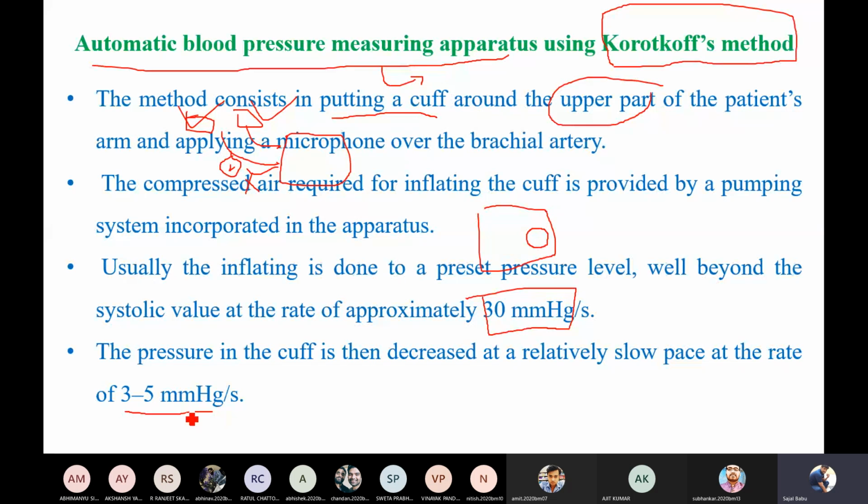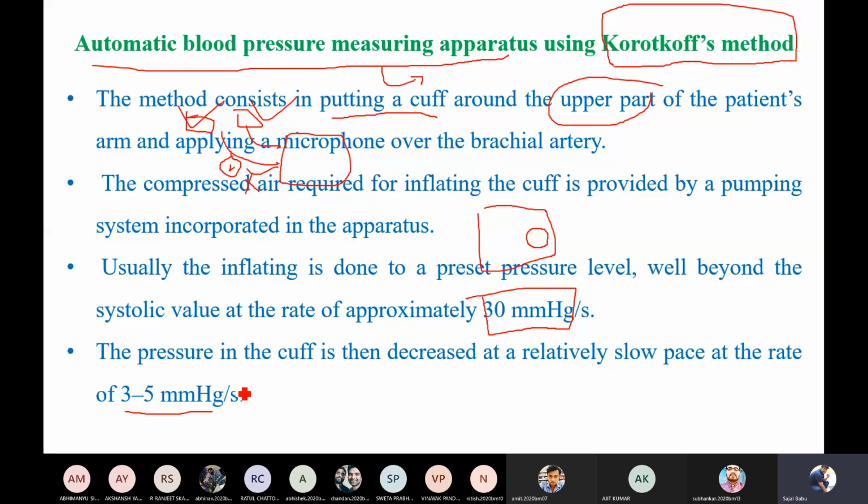It is going to decrease the pressure slowly because we can inflate the cuff at a high rate, but we can't deflate the cuff at a high rate. We inflated it at the speed of 30 mm of Hg, right? But here we are reducing it at 1 by 10th of that speed. The reason we are reducing it at 1 by 10th speed is that we have to observe the Korotkoff sound very carefully, right?